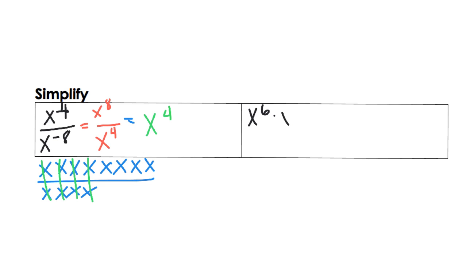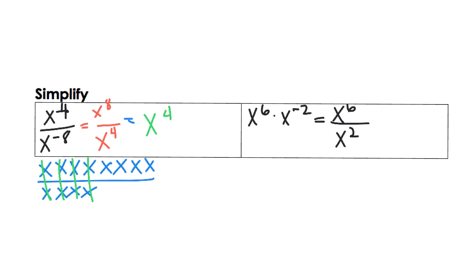Okay, for the next one, let's do x to the 6th times x to the negative 2nd power. And x to the 6th is already happy where it is, so it's going to stay on top of the fraction. But x to the negative 2nd is not happy, so it's going to move to the bottom of the fraction and become positive. So it will be x to the positive 2nd power.